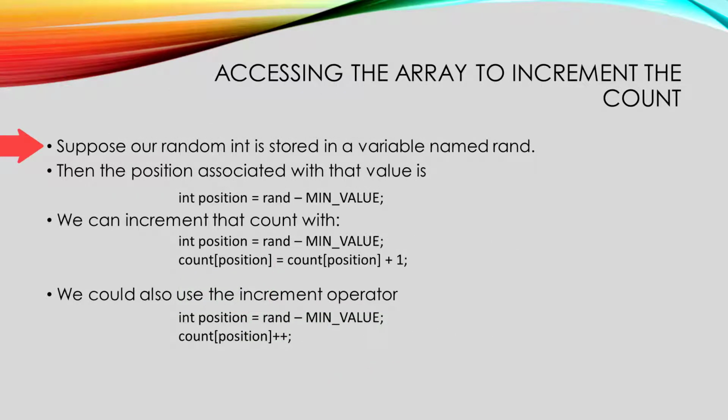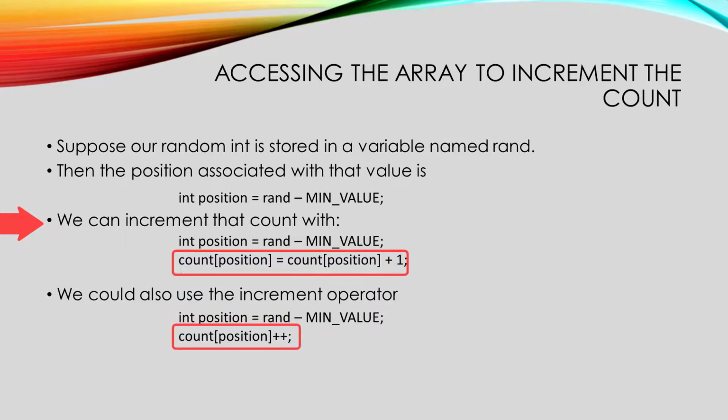The lab stores the number it generated in a variable named rand, so it holds the roll of the die. The position associated with that roll is found by subtracting the minimum possible roll from the roll we got. count[position] is how we access the position of the array, so we just need to increment that. We can do that either by adding a 1 or by using the increment operator.